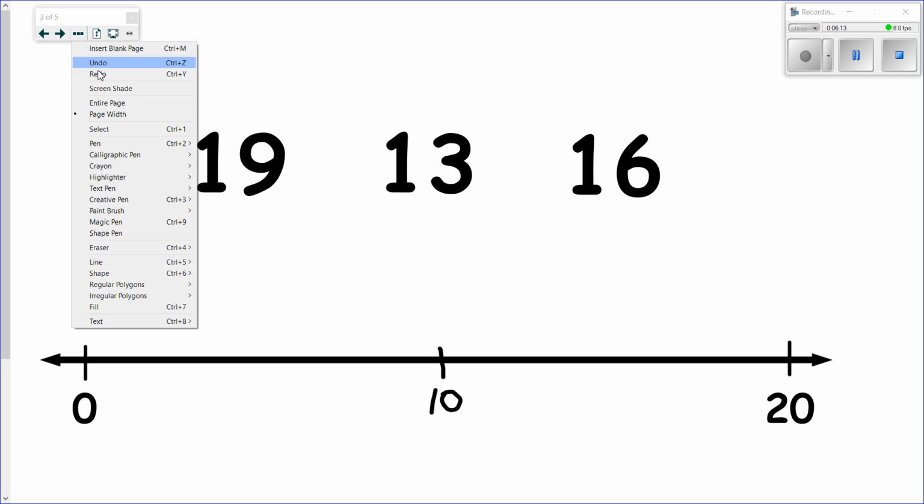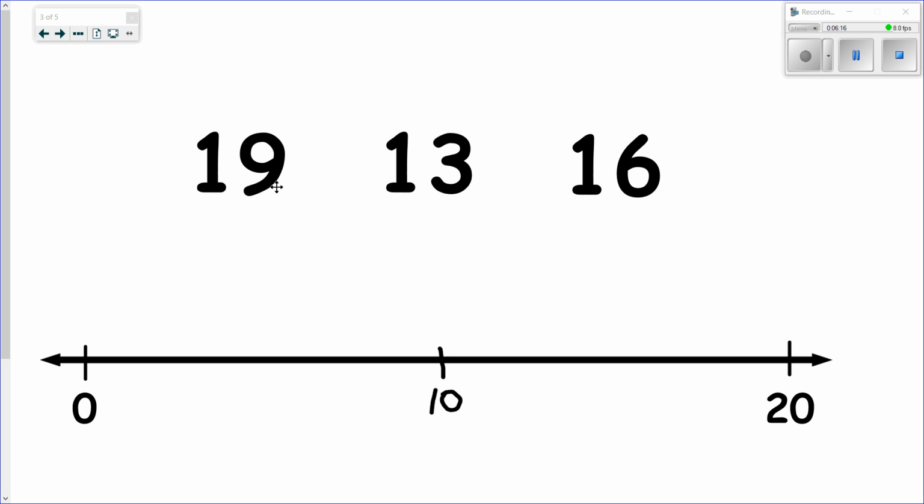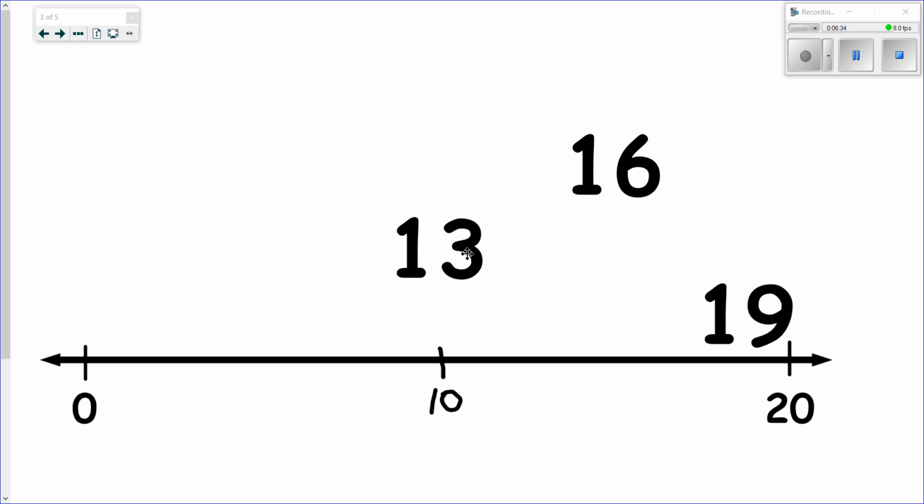All right, so now let's look at our very first number there, which is a 19. 19 is greater than 0. It's greater than 10, but it's less than 20. But we know that 19 is the number right before 20. So we're just going to squeeze it right up close to the 20 right there. All right, now we're going to look at the 13.